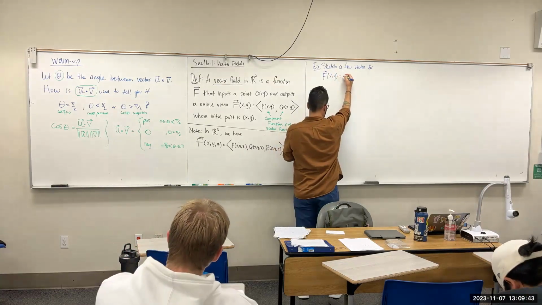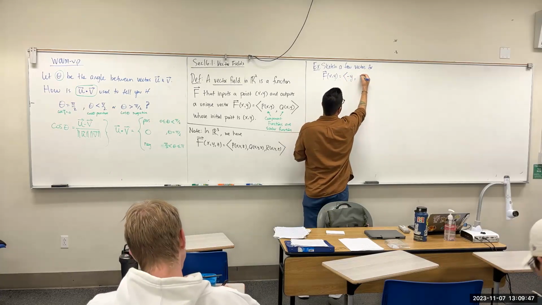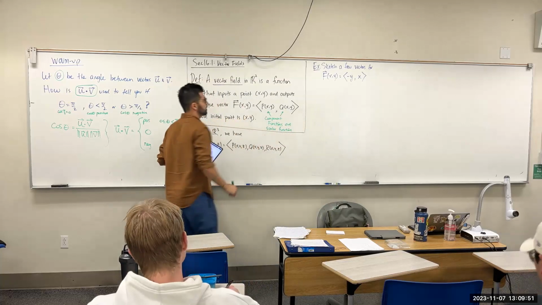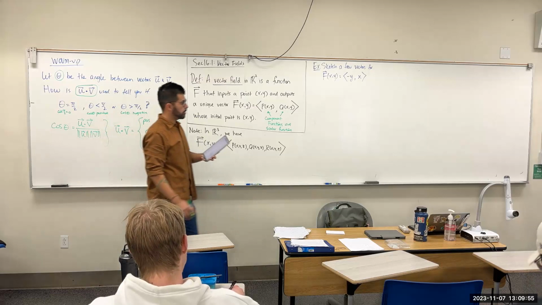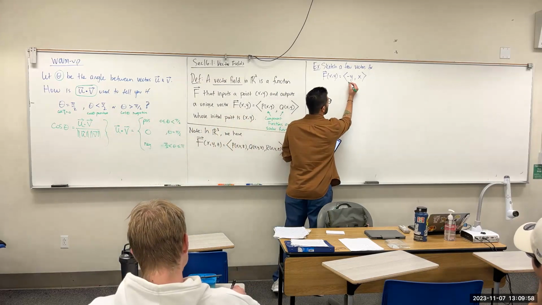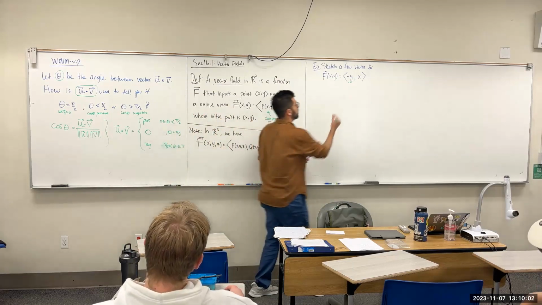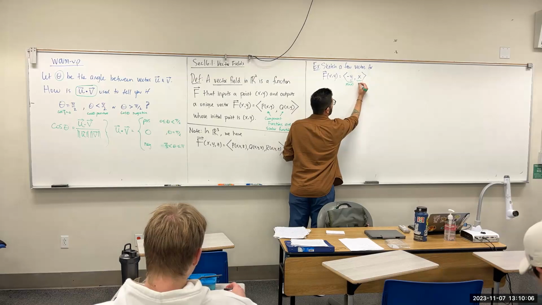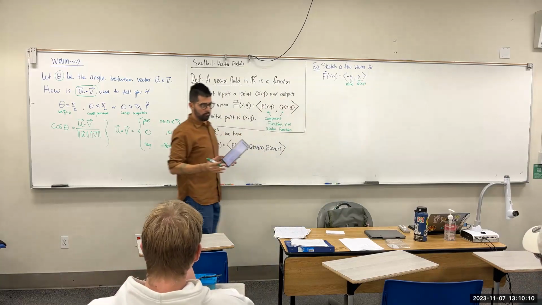F of (x, y) will be something very simple. Let's just call it negative y and then x. Okay, something very, very basic. This right here is the P of (x, y), and this guy here is the Q of (x, y). We're making them very simple. Okay?